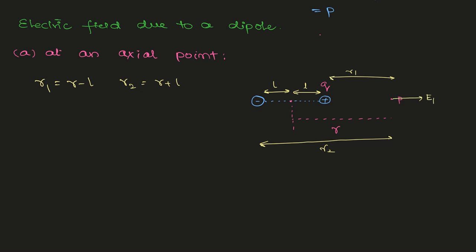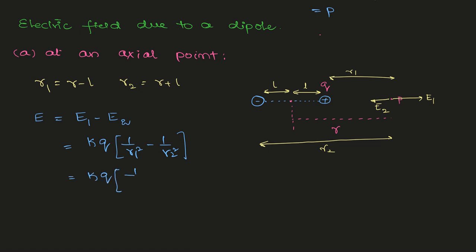I'll write E1, and due to negative charge the field will be directed inward. I'll write E2. So the net electric field we can write like this: E will be equal to, as positive field is directed away and negative field is directed inwards, E1 minus E2. Both the charges have the same magnitude, so it will be KQ. I can take out common, 1 by R1 square minus 1 by R2 square.